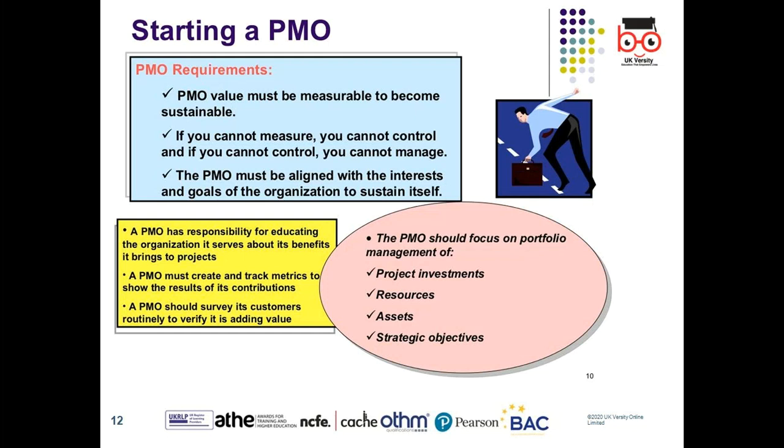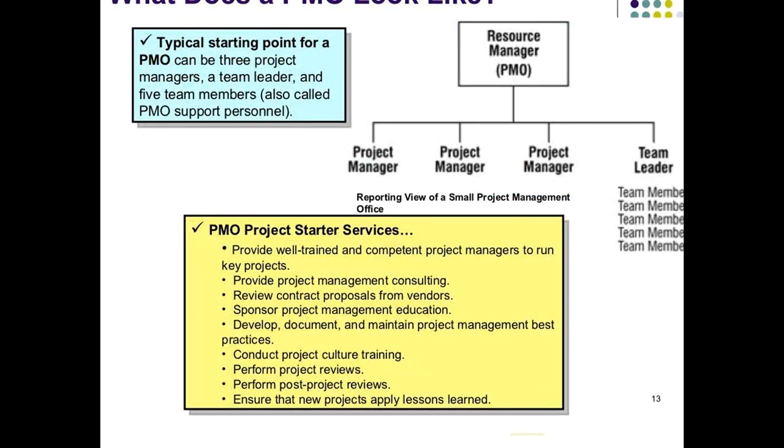Then, starting with PMO, values should be measurable to become sustainable. If you cannot measure, you can't control. If you cannot control, you can't manage. So we need to look at that. The PMO must be in line with the interests and goals of the organization to sustain itself. The PMO has the responsibility to educate. The PMO must track. The PMO must do surveys. The PMO should focus on project investment, resources, assets, and the strategic objectives of the organization. So what is the PMO type starting point?